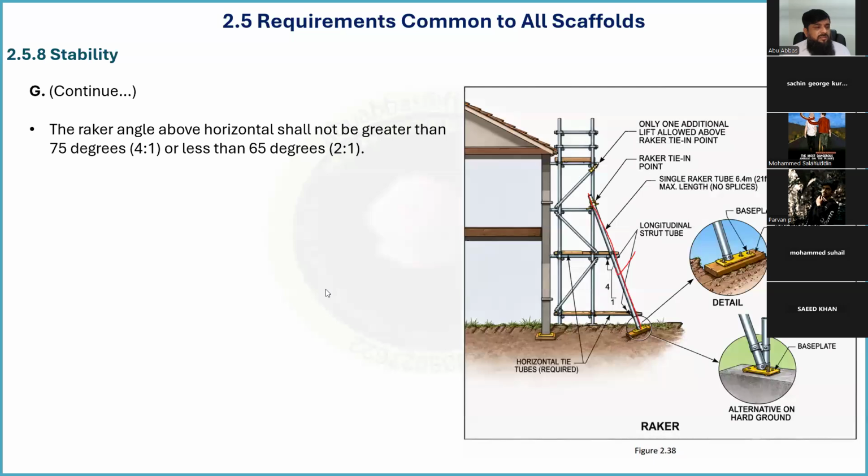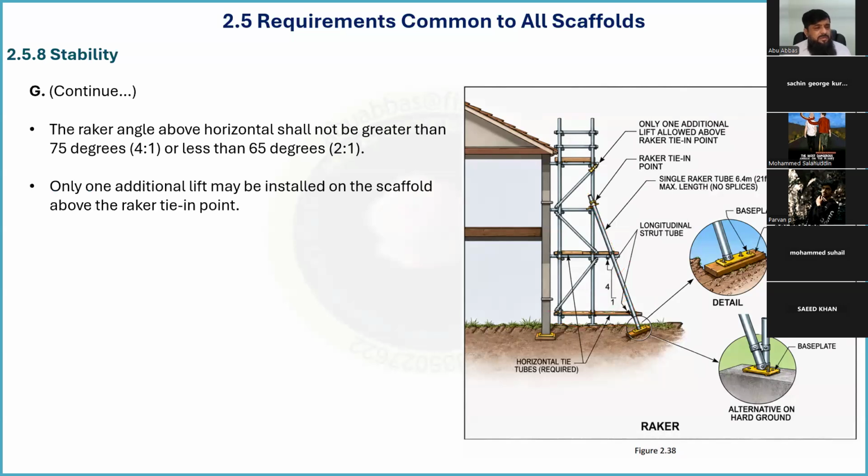The Raker angle above horizontal shall not be greater than 75 degree, 4:1 ratio, or less than 65 degree. So if we calculate this degree, let us say that's our horizontal member, we can do it from the ground as well. So if we make the angle, it is supposed to be 65 to 75 with 10 degree margin. We can install it. Not less than 65 and not more than 75. The angle, you can say.